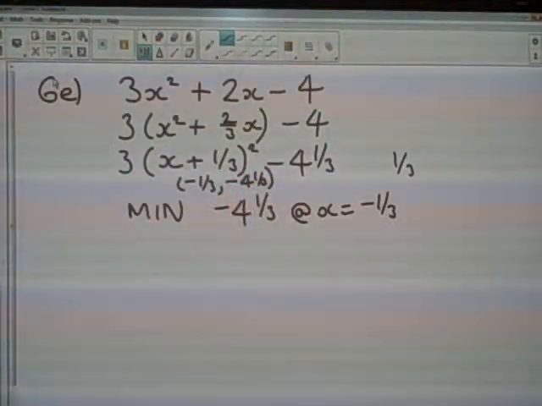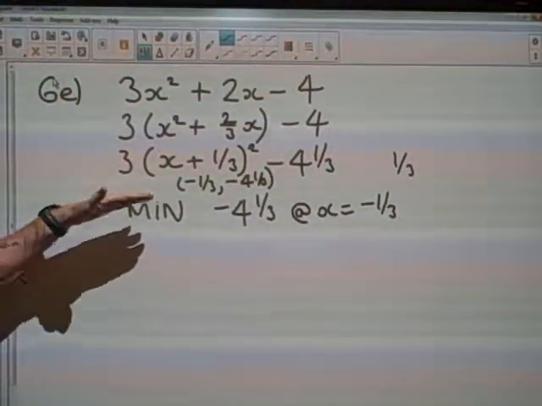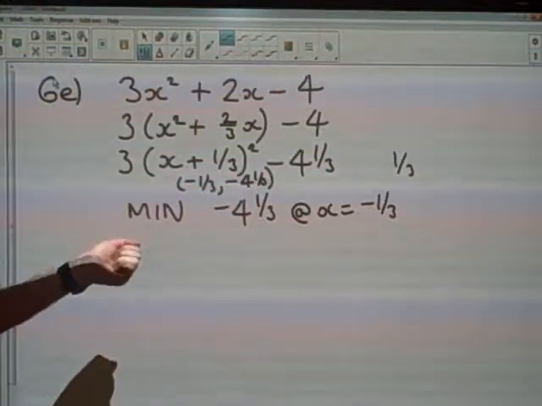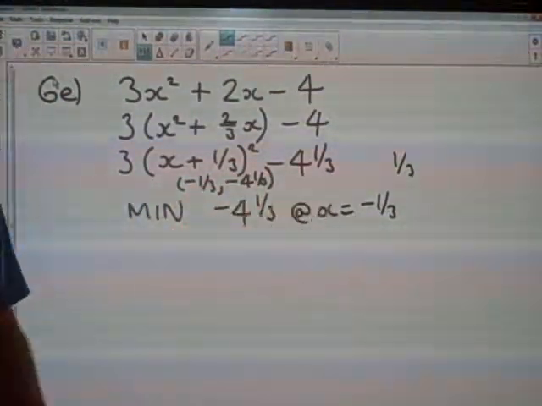and then you can interpret what this is asking. So when it's asking for the maximum and minimum, it's referring to the y values. When it's asking where it occurs, then it's referring to the x values.